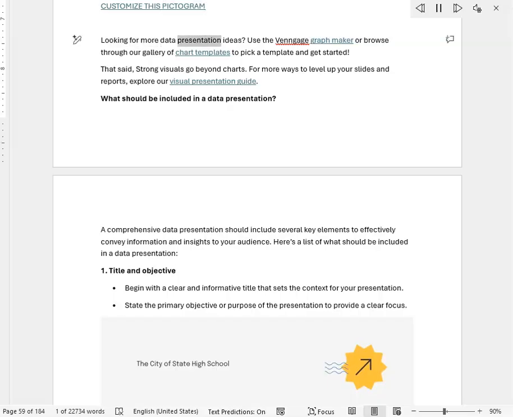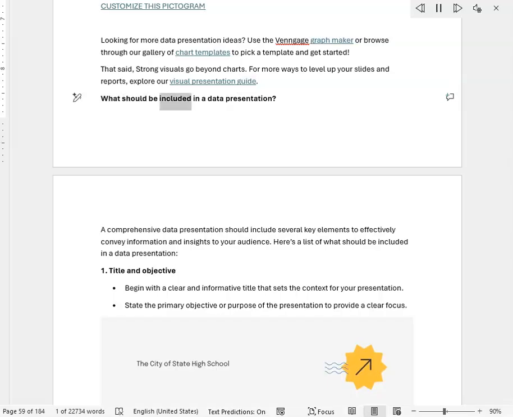Looking for more data presentation ideas? Use the Venn Graph Maker or browse through our gallery of chart templates to pick a template and get started. That said, strong visuals go beyond charts. For more ways to level up your slides and reports, explore our visual presentation guide.